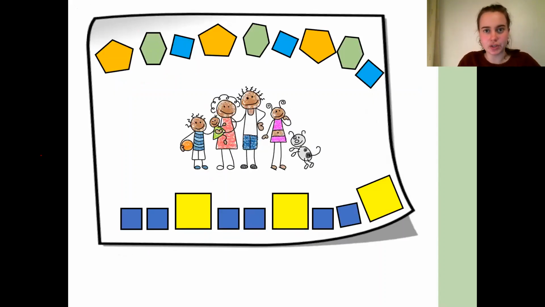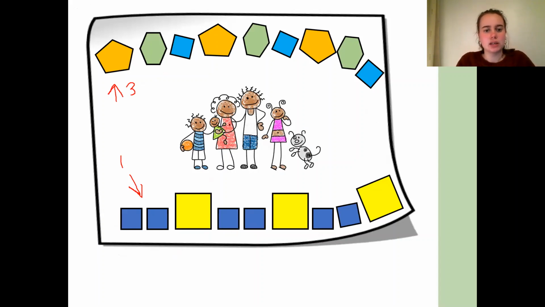And here we've got a picture of a family with 2 different repeating patterns. What do you notice that's the same? And what do you notice that's different about these 2 repeating patterns? In this repeating pattern, we've got 3 different shapes. Whereas in this repeating pattern, we've only got 1 shape. All of them are squares. That top one, we've got a pentagon and a hexagon and a square.